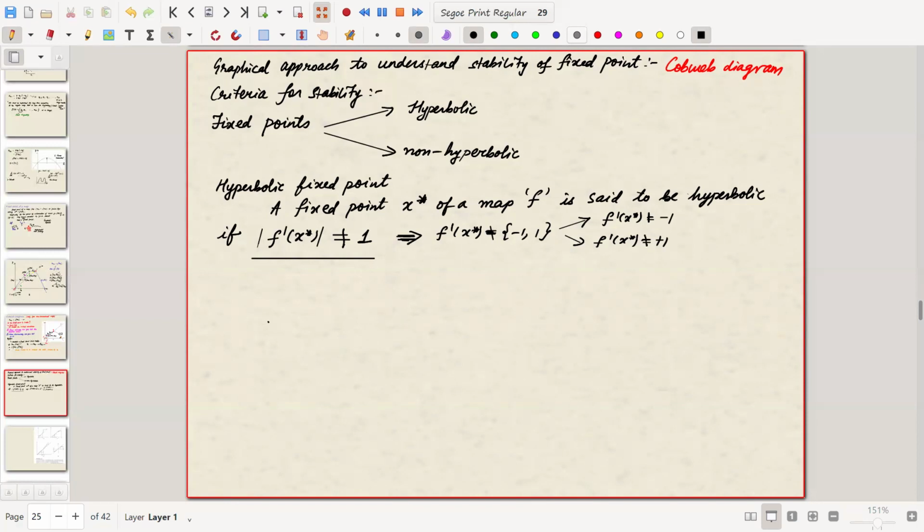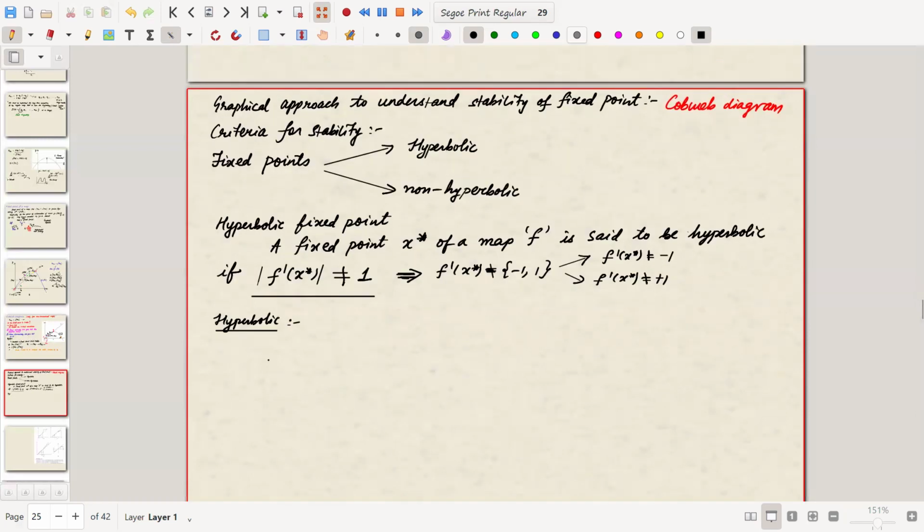Actually, in real life situations, most of the problems you will deal with in practical situations will be hyperbolic fixed points. That means the derivative won't be equal to 1 or -1. In most of the situations you will face that. So first we will consider hyperbolic fixed points. I will write a condition here for when the fixed point x star is considered to be stable, through the derivative of the function.